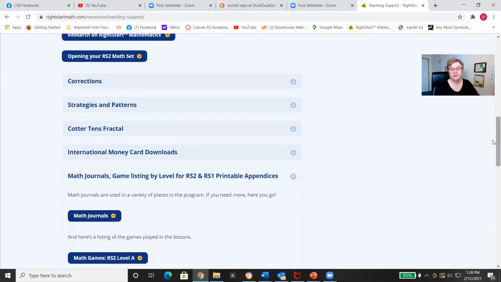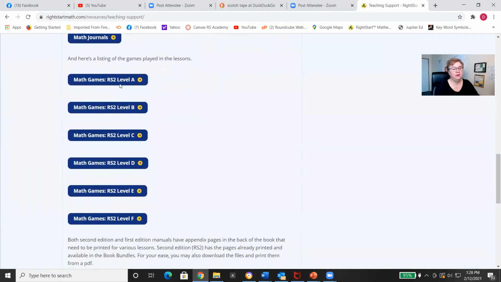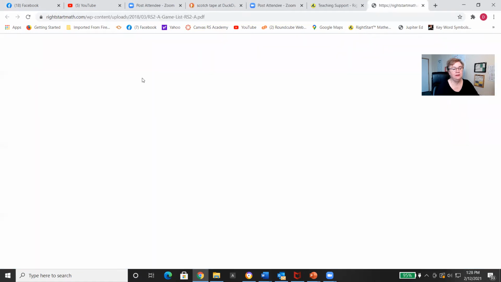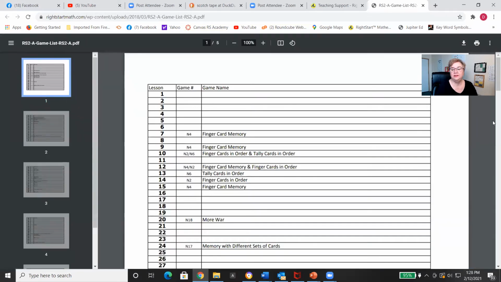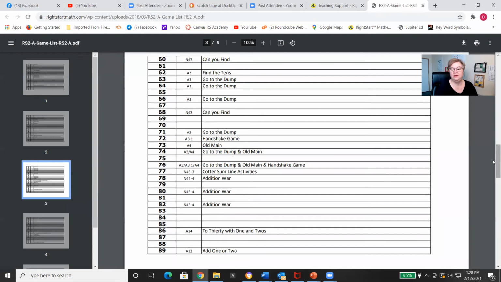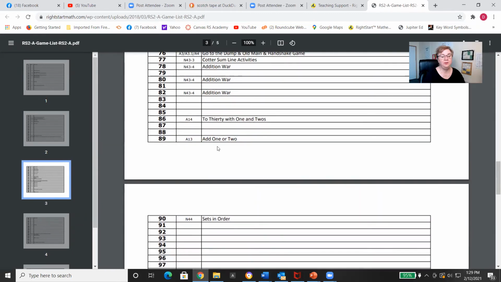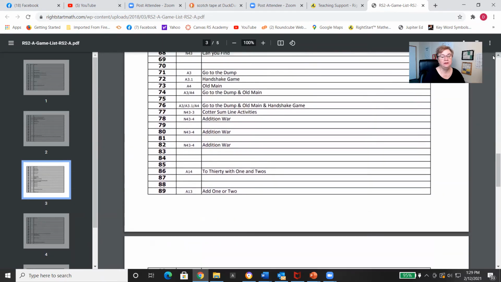We're going to scroll down. We're in level A. And it's showing us what games we've played. In lesson 89, we played add 1 or 2, which is A13. We played A14. That spelling is wrong on there.